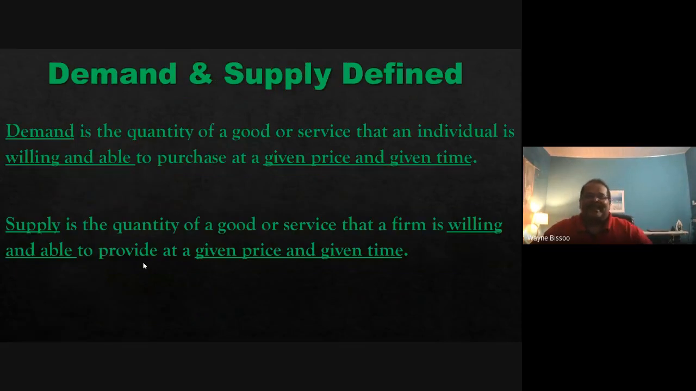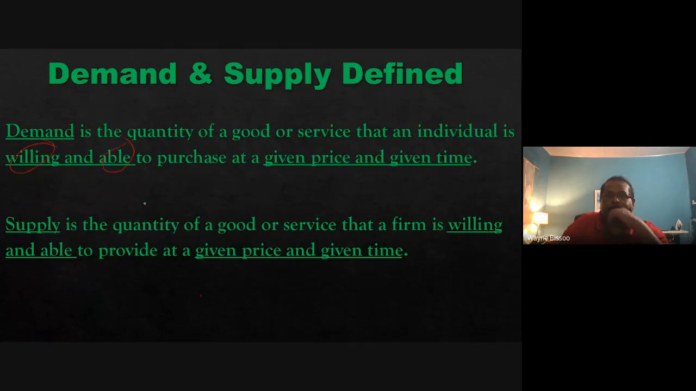All right, so the first thing, everybody followed this definition, right? Demand is the quantity of a good or service that an individual is willing and able to purchase at a given price and given time. That makes sense, right? So if we analyze that definition there, you'd realize that there are four conditions that exist. You have willing and able.